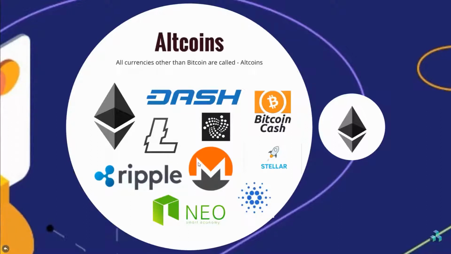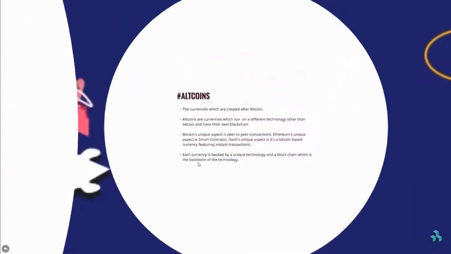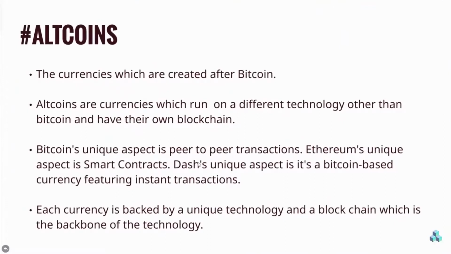These different currencies have different technology running on their own blockchain. All the currencies which were created after Bitcoin are called altcoins. All right. Altcoins are currencies which run on a different technology other than Bitcoin and have their own blockchain. Ethereum has its own blockchain, and its advantage is that on the Ethereum blockchain you're able to run smart contracts and distributed applications.